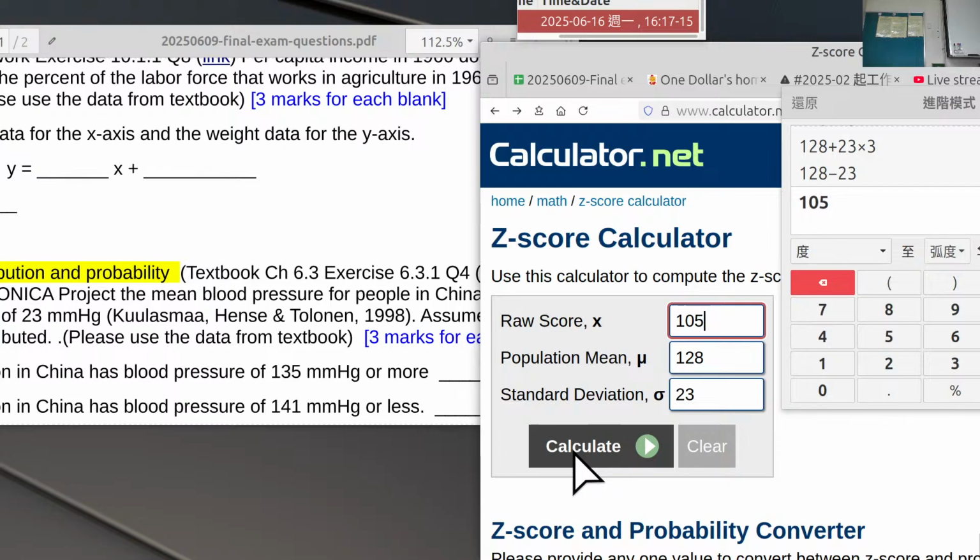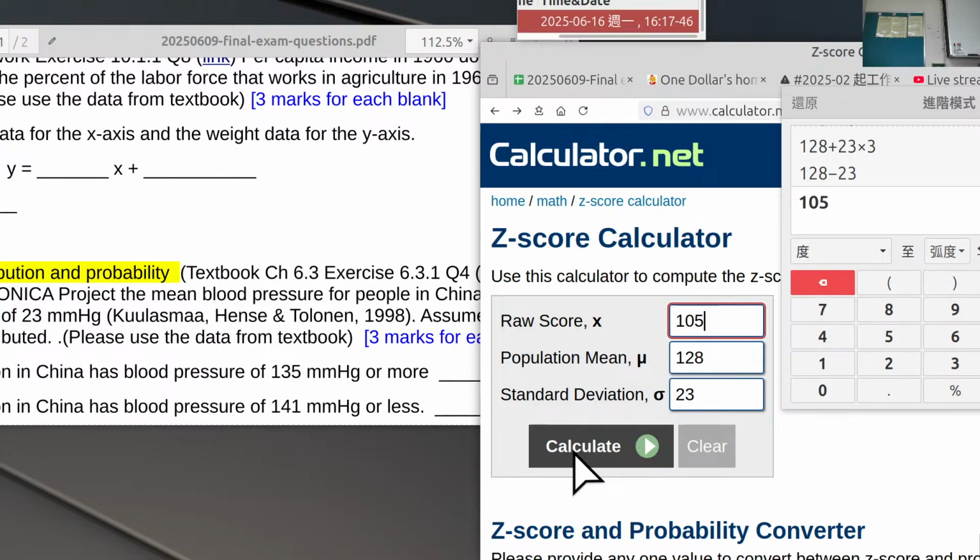Who got this answer? If you can type those numbers, then I think you will learn the real meaning of this one. You can completely understand what the z-score is, I believe. Okay, who can tell me how about 105? 105. That will be -1. Why?